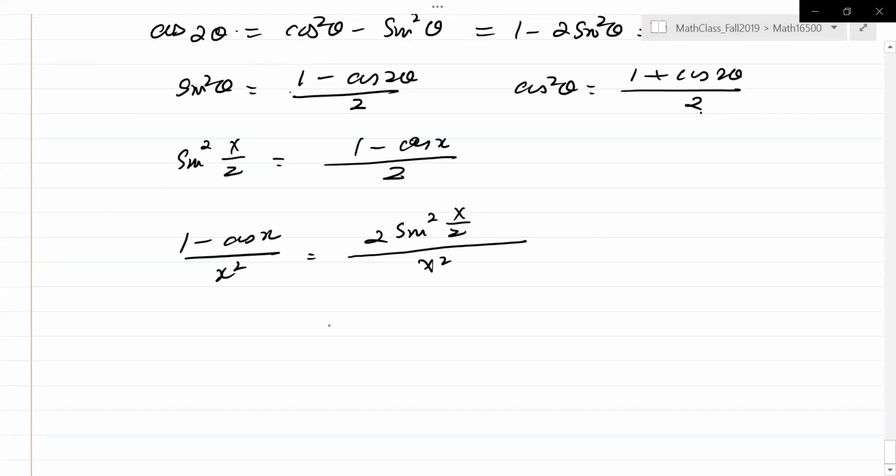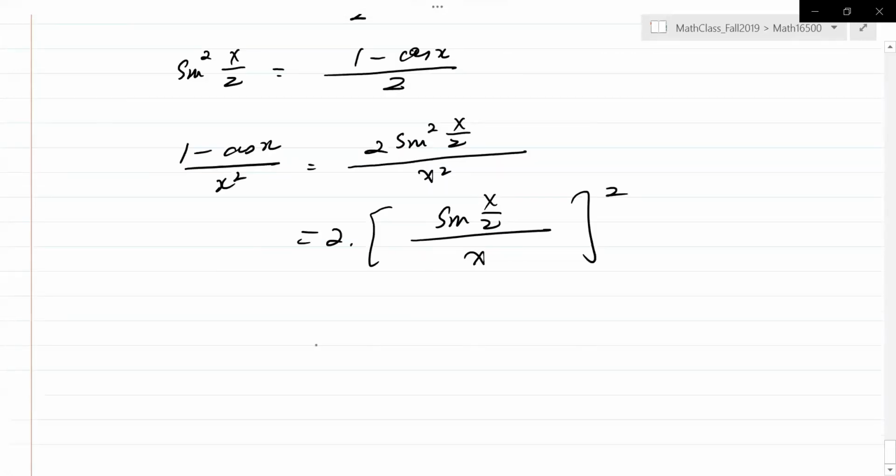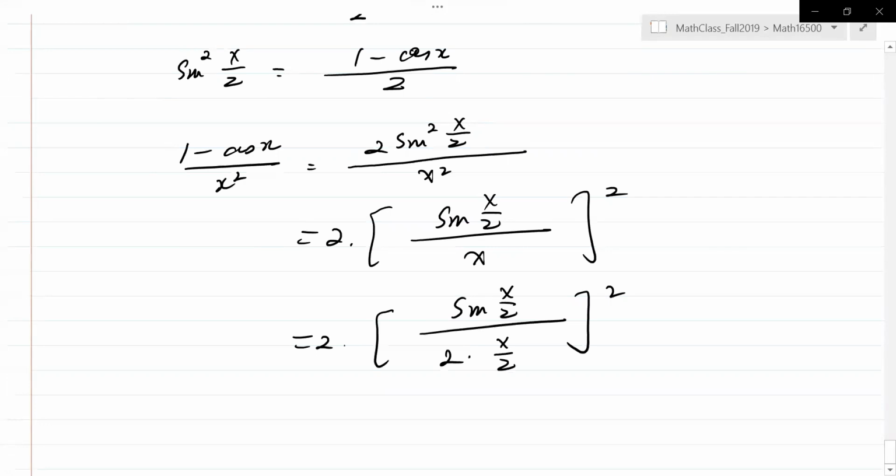And then we're almost done. We have to put in the bigger parenthesis, take 2 out. Be sine half of x divided by x, then square. Then you have to make the denominator also half of x, right? So what do you do? You divide x by 2 and multiply by 2. That's a pretty standard technique. Multiply by 2. Then square.